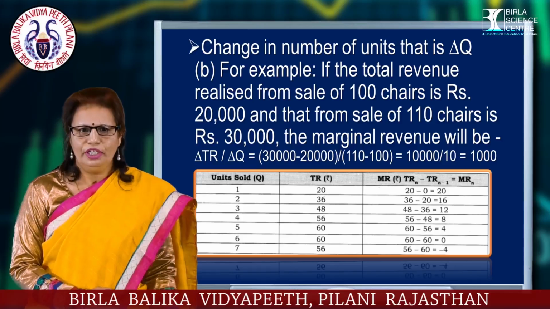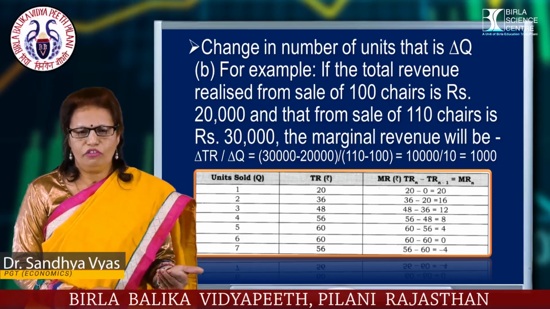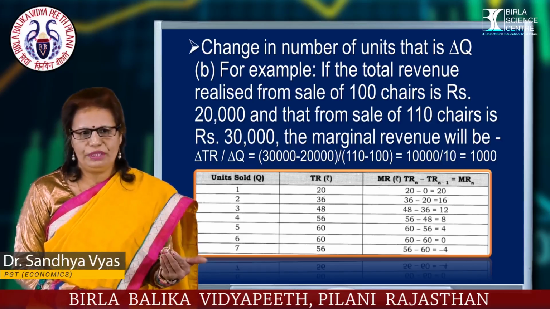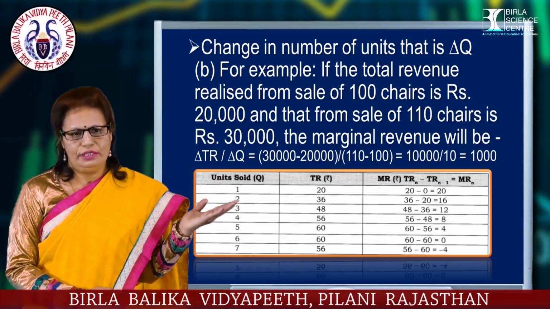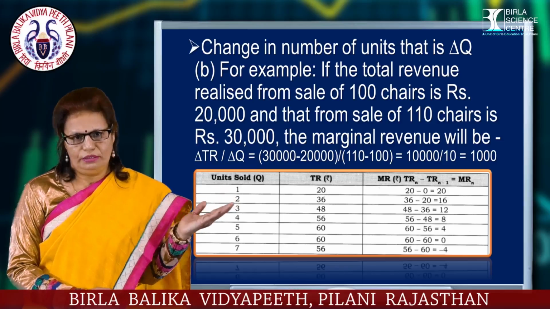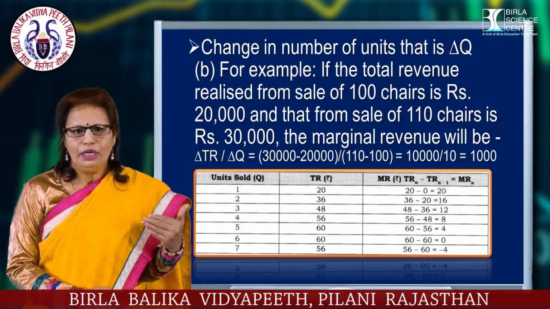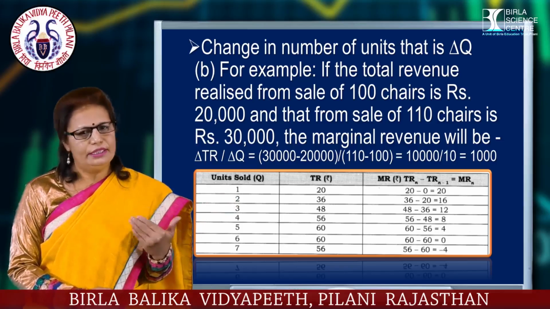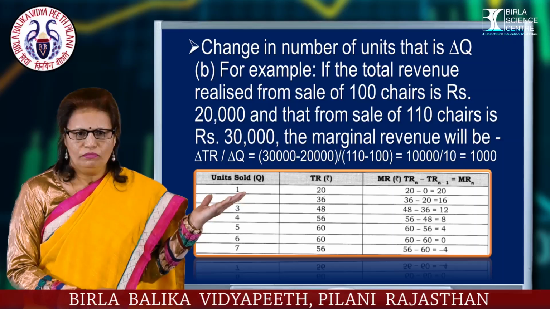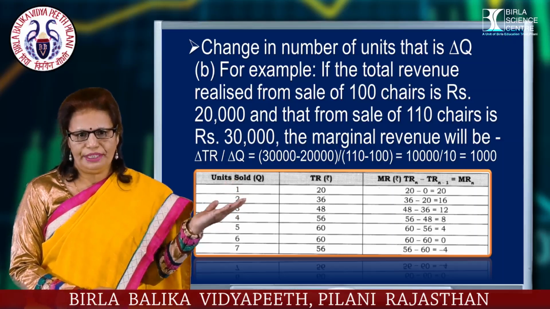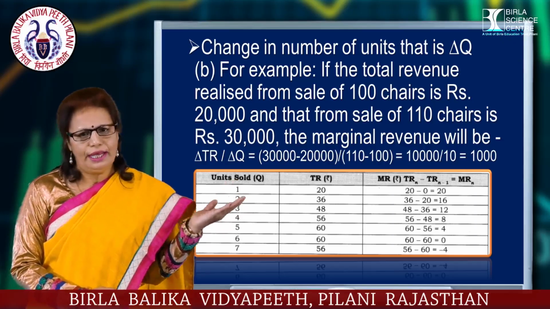For example, if the total revenue realized from the sale of 100 chairs is rupees 20,000 and from the sale of 110 chairs is rupees 30,000, the marginal revenue will be 10,000 divided by 10, that is 1000. And further you can see the schedule. One example is given: units sold, TR n and how to calculate MR.